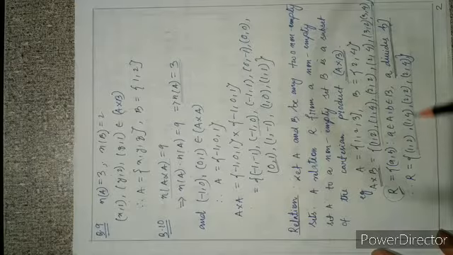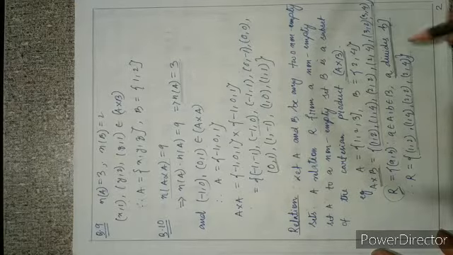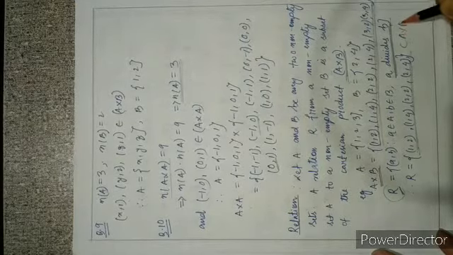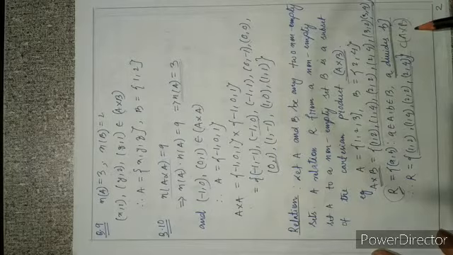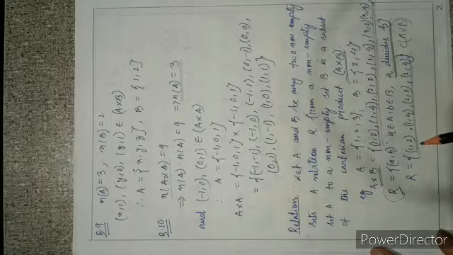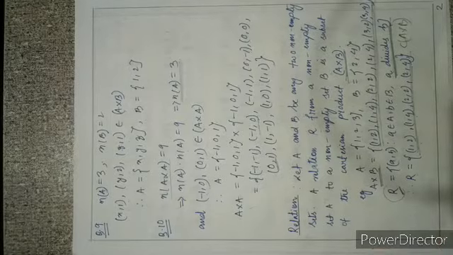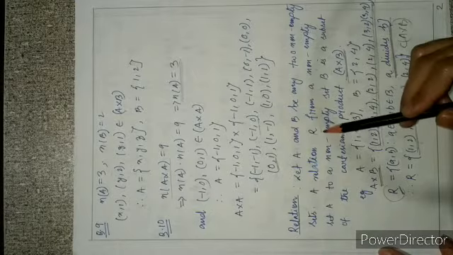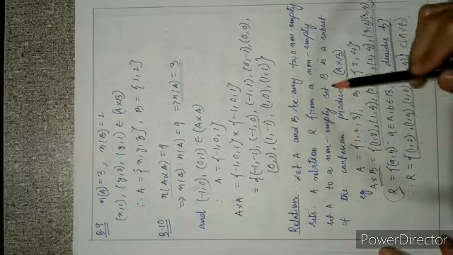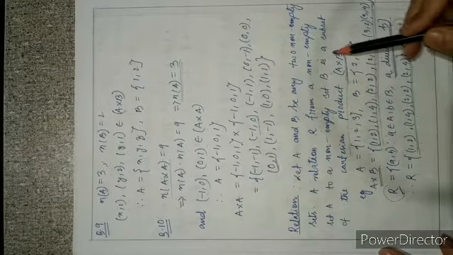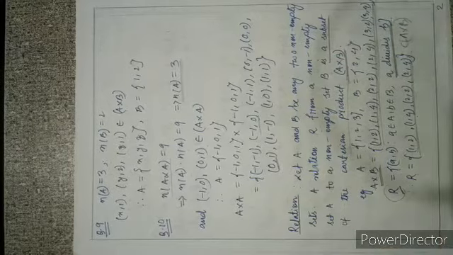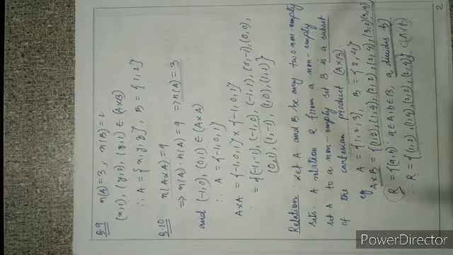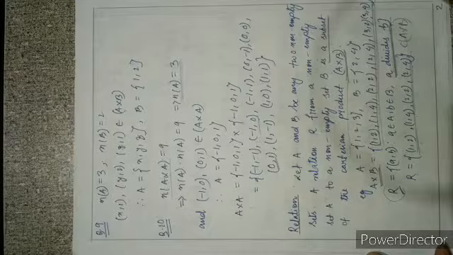So R is a subset. R is a subset of the Cartesian product of any two sets. A relation R defined from set A to set B is a subset of the cross product of A and B. Cross product means the Cartesian product.